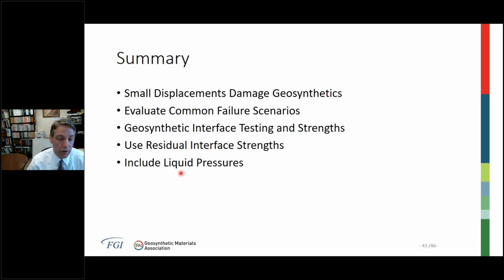Lastly, include liquid pressures in the analysis, especially if there's going to be leachate recirculation, and if there's a potential for elevated temperatures developing in the facility due to operation, waste accepted, hot waste, chemical reactions, or other causes of elevated temperature. That will create a liquid pressure that needs to be included in the factor of safety calculations.